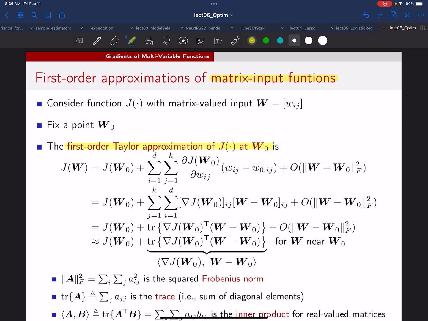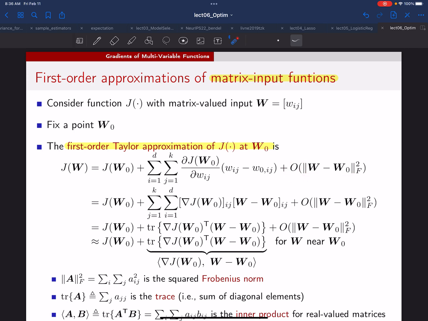it's a direct generalization of what we saw in the vector case and the scalar case. Now we look at the partial derivatives with respect to all of our matrix elements. We have to sum over all those elements, and for that reason we actually need two different sums, one over the j coordinate and one over the i coordinate. So this is the linear term. And then we have all the higher order terms collected together.